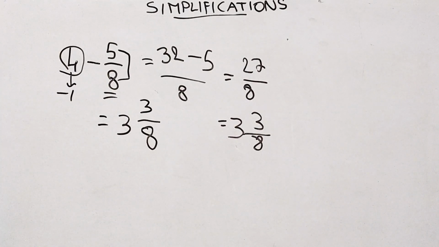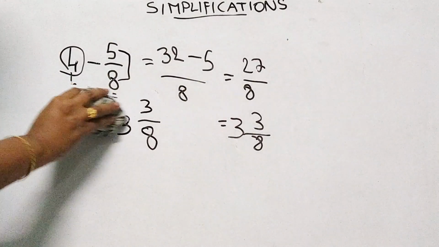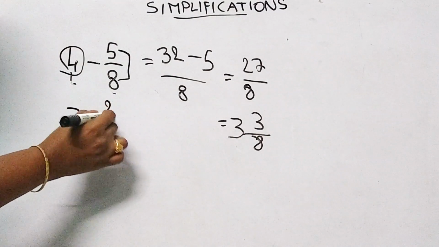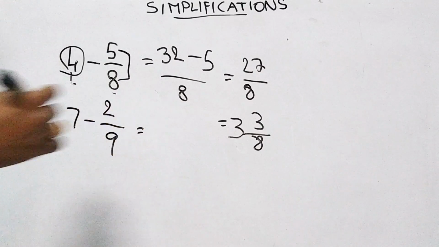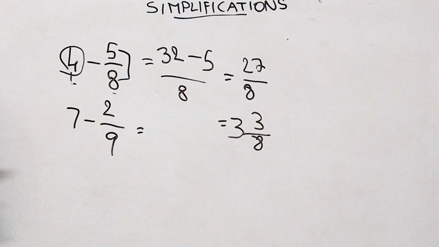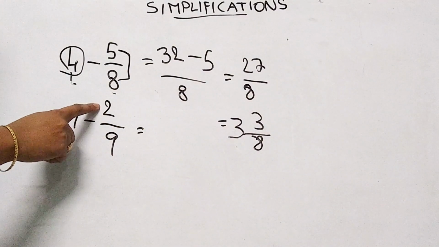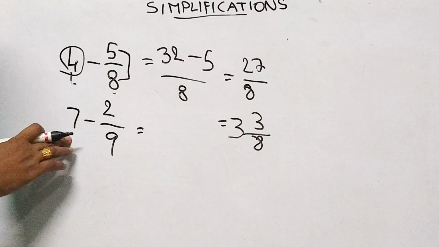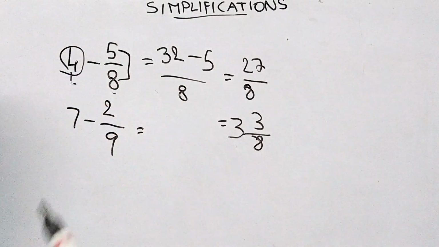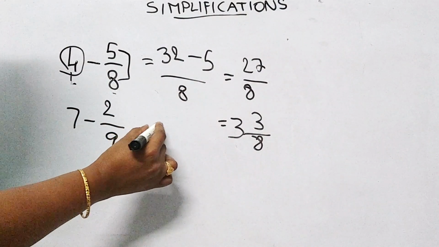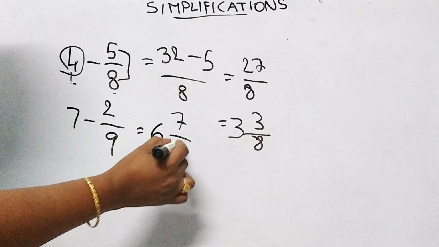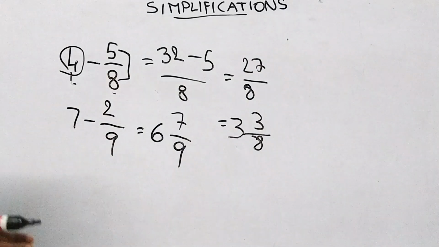Now, one more question. 7 minus 2 by 9. So how do I do this using the shortcut? First see the fraction, the numerator is less than the denominator, so you can apply the shortcut. 7 minus 1. Just reduce one number, the difference of 9 and 2 is 7, so 6 7 by 9 is the answer.